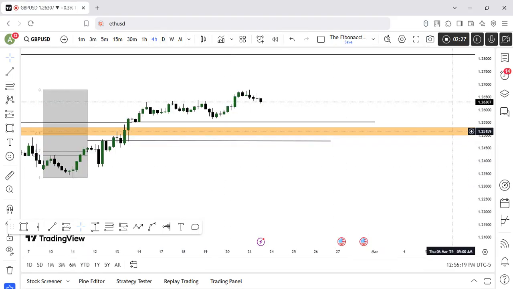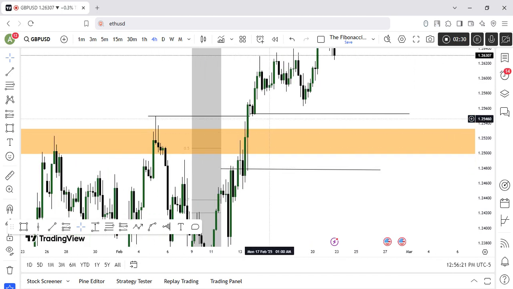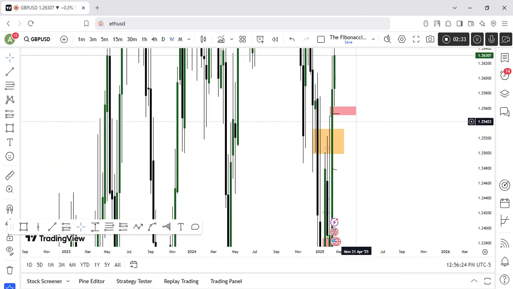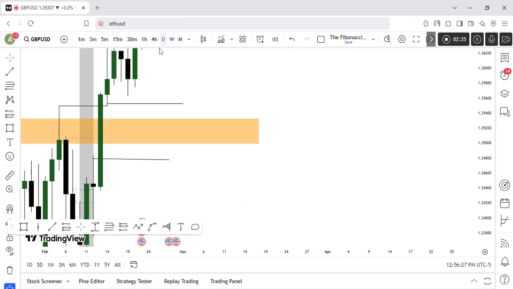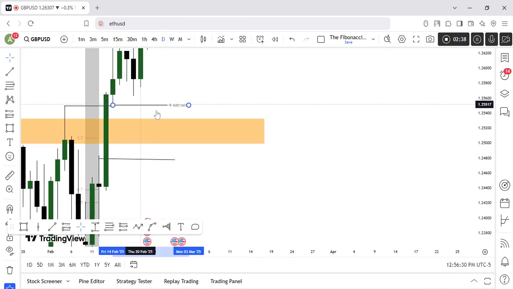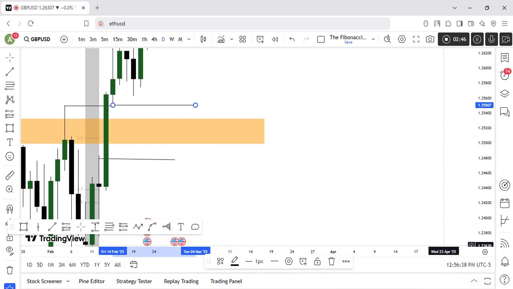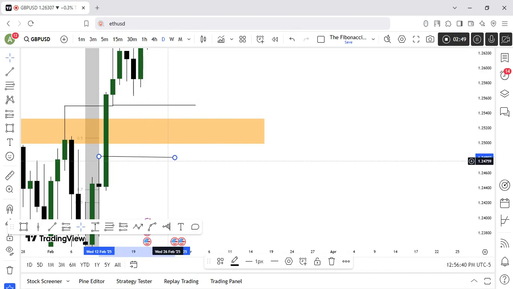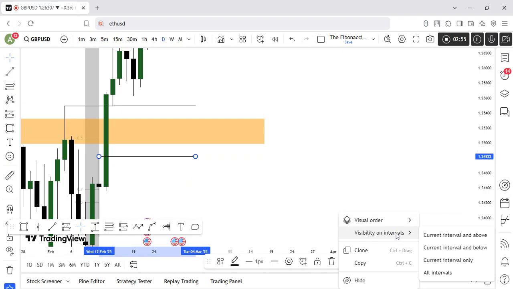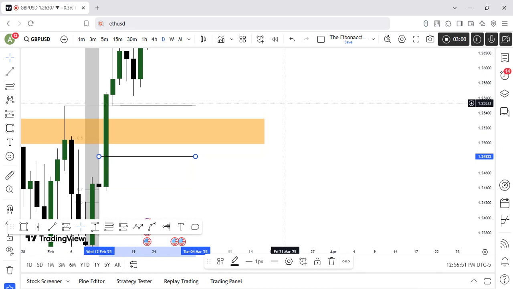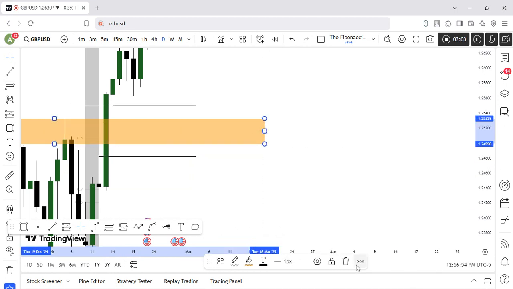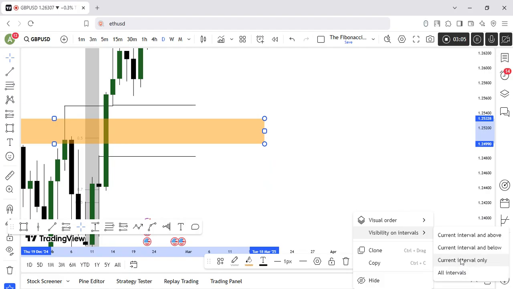Let's go into the 4 hour time frame and see how this is working. So these are the things in the daily time frame. Let me use the interval option, so that this is only used on the daily time frame. I will use it on the current interval only. Same for this resistance turning support. We will also use that as the current interval only. These are the things which I have agreed.